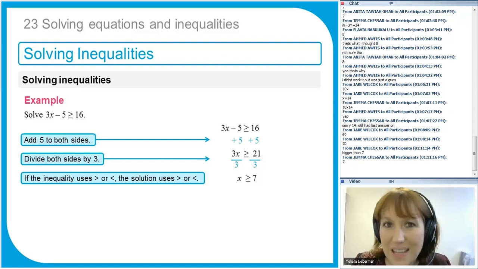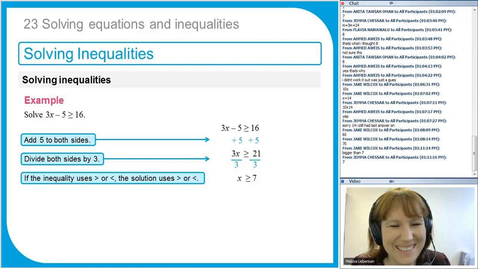But if x was anything less than 7, so for example, if x was 6, we would have 3 times 6, which is 18, and then 18 take away 5 is 13? My brain's getting tired. I can never do arithmetic in my head. Sorry, I've forgotten now. But that is, what did I say? 3 times 6 is 18, and 18 take away 5 is 13, and 13 is not greater than 16.